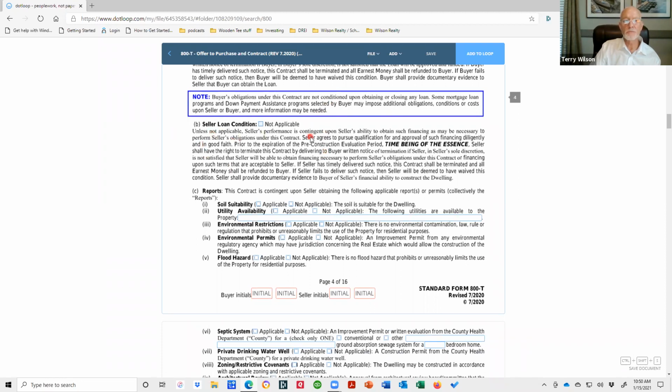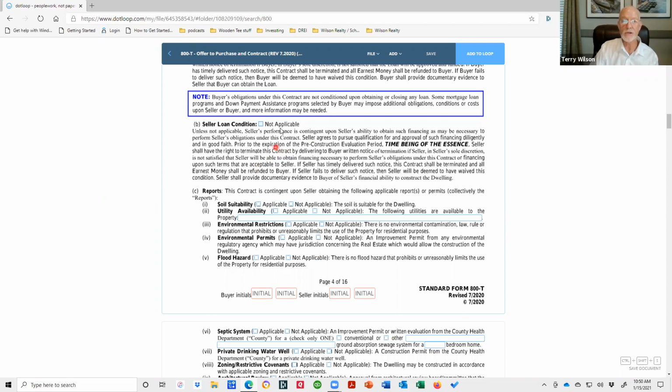Unless not applicable, seller's performance is contingent upon seller's ability to obtain such financing as may be necessary to perform seller's obligation. Remember, I said earlier that this contract is used when the seller owns the property and the seller, the builder, is financing the construction of the home. And the builder has to provide proof to the buyer that they have the money to build the house. Now, maybe the builder just got a bunch of money in the savings account and they're just going to use that money to build the house.